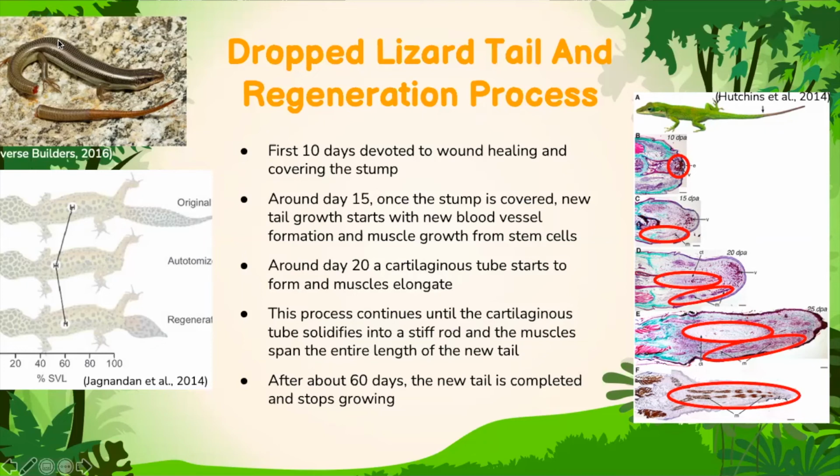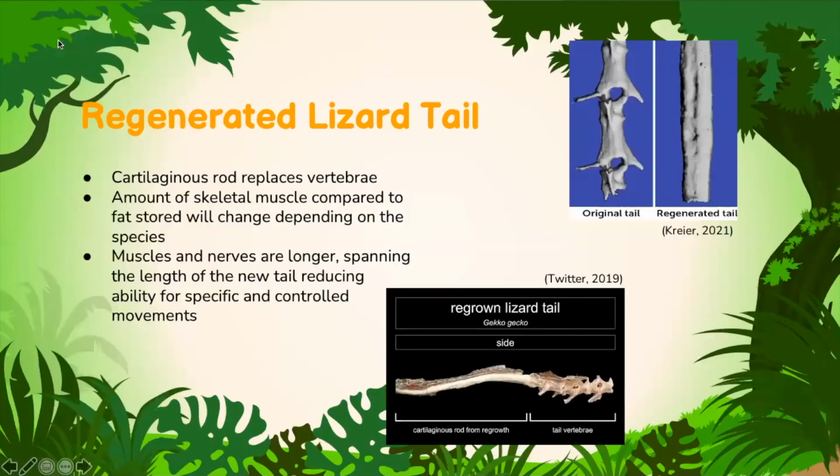And then all the way up to day 60, that protrusion evolves and evolves, making a large cartilage tube and muscle formations and nerves that go all the way up this newly formed tail. At the end of the 60 days, a stiff cartilage tube with nerves, blood vessels, and everything has been regrown and a new tail is formed.